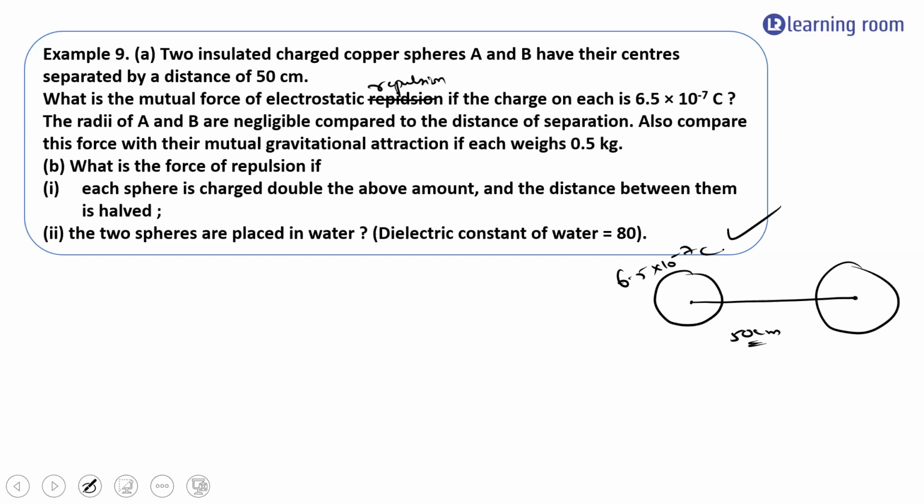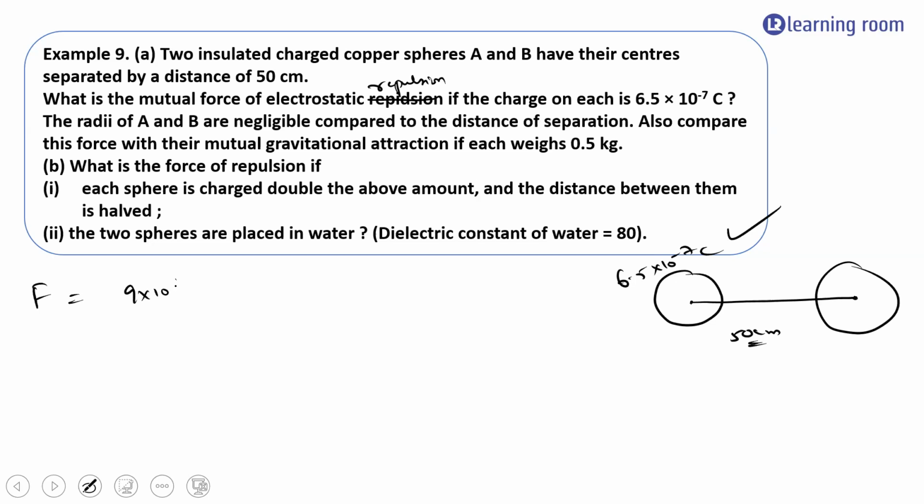You can consider them to be point charges. Also, compare the force with their mutual gravitational attraction if each weighs 0.5 kilogram. Okay. So first, tell me how to calculate the force of repulsion between them.